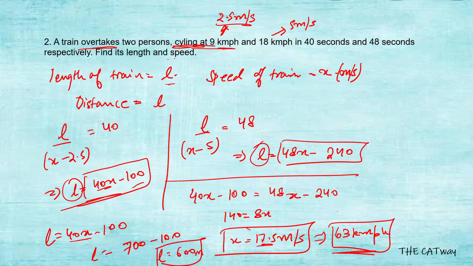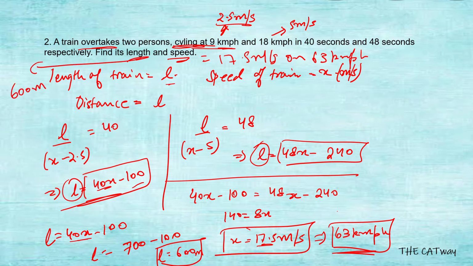The speed we have calculated as 17.5 meter per second or 63 kmph, and the length of the train is going to be 600 meters. You can confirm it from this equation also. So 48 into 17.5 gives me 840, and from that we have to subtract 240 to get L. From here also we get 600 meters. So the answer is verified also. So see, the questions are not very tough. It is just that you have to break it into parts, and solve each part individually, and then the things will work out for themselves.